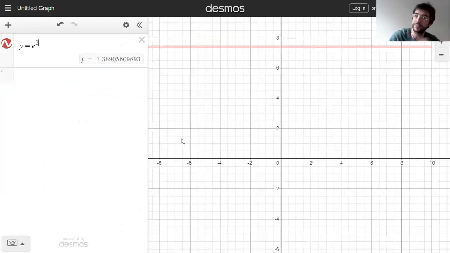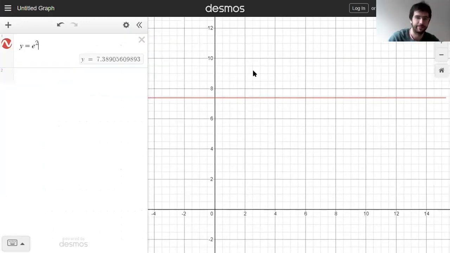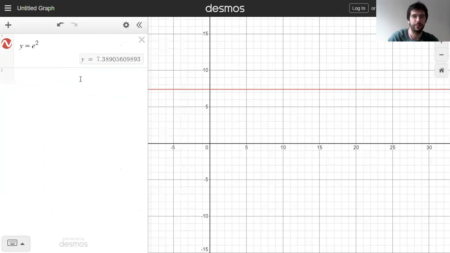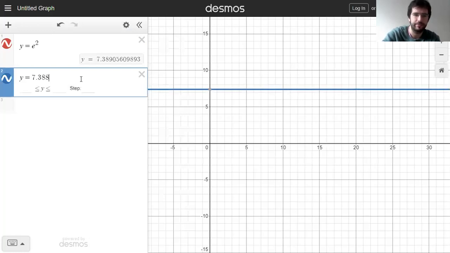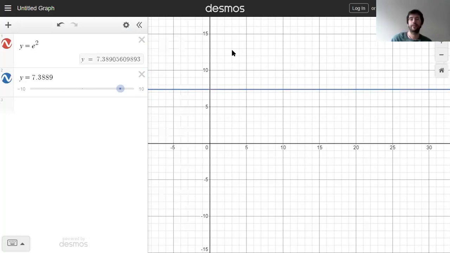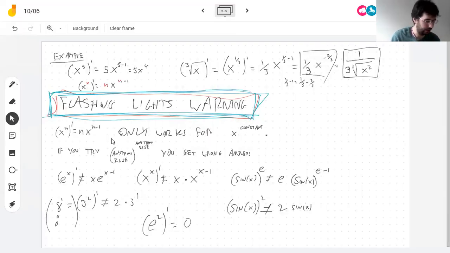So this is the function y equals e to the second power. It's basically the same as y equals 7.38. It's a constant function. The slope of that thing is just always zero. So it doesn't work. It's literally only if the base is x and if the exponent is a number. And that's it. That's all we know how to take the derivative of so far.